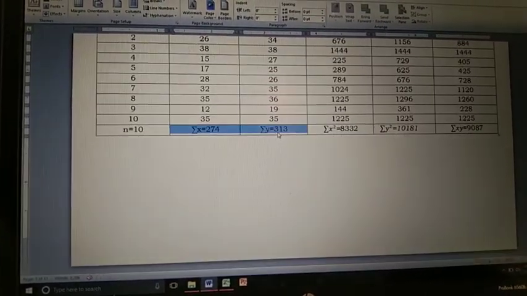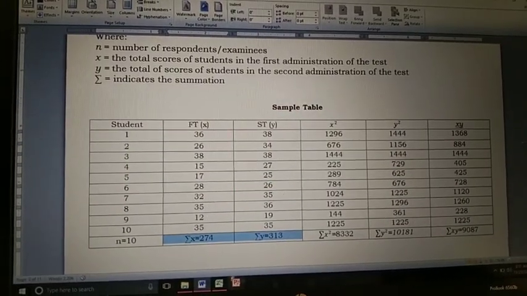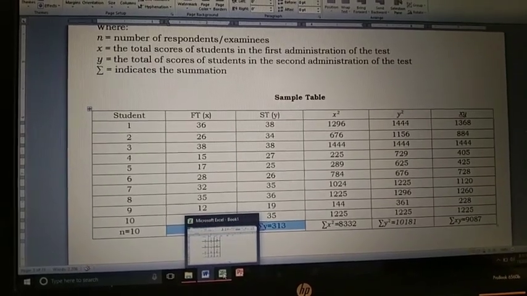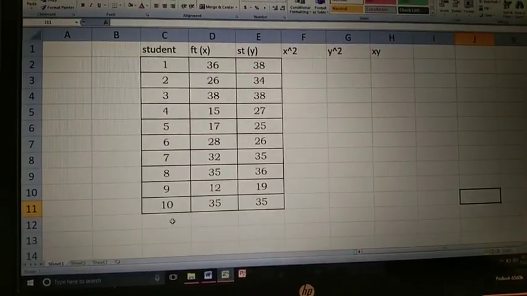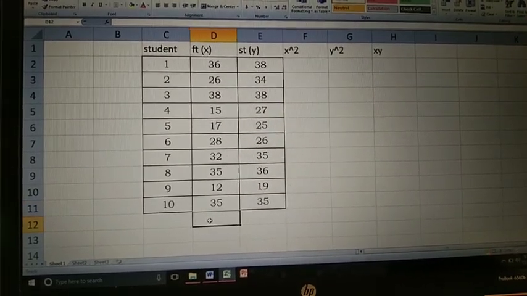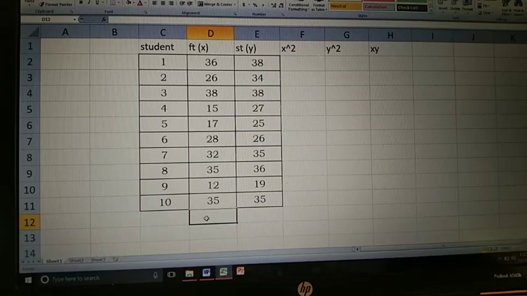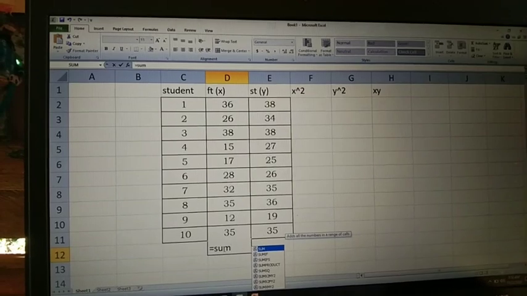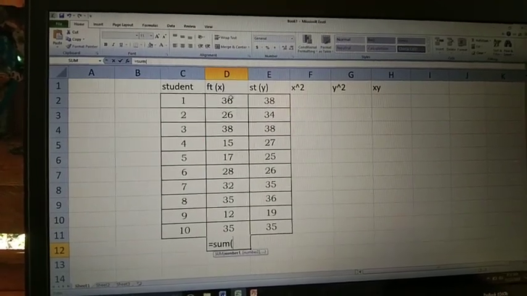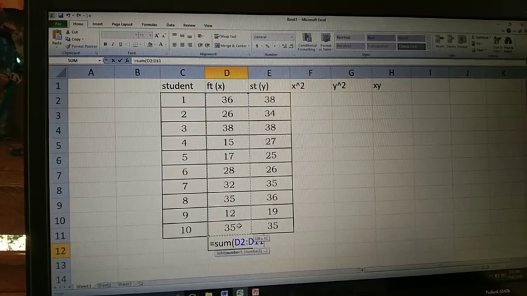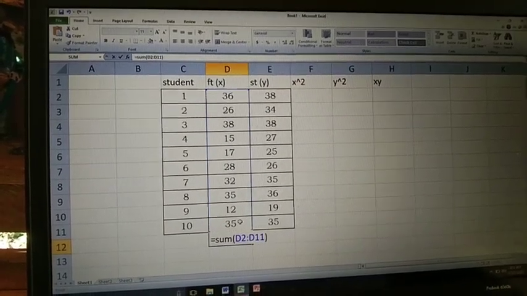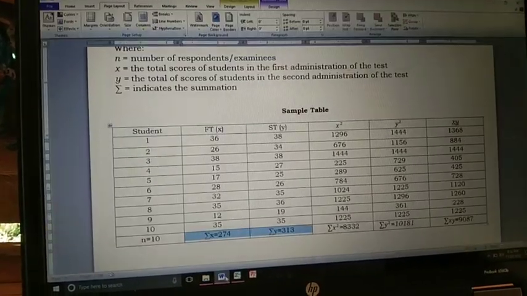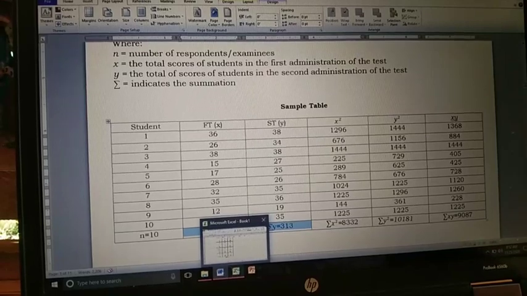So this is a summation of the first administration of the test and the second administration of the test. Para mas madali sa inyo guys, you can use Microsoft Excel. Ganito lang yun guys. Para malaman yung summation ng first administration, you can use this: sum, open parenthesis, then you can drag this. Okay, this is the summation of your first administration of the students' grades.